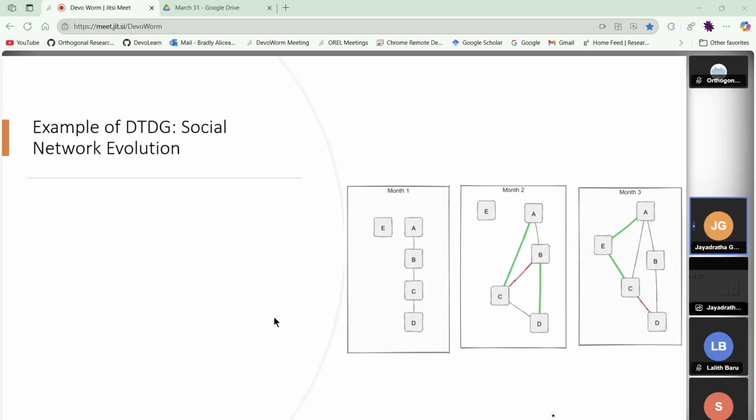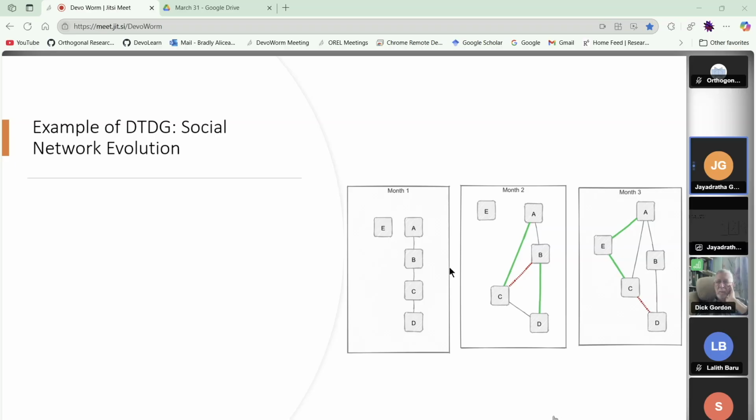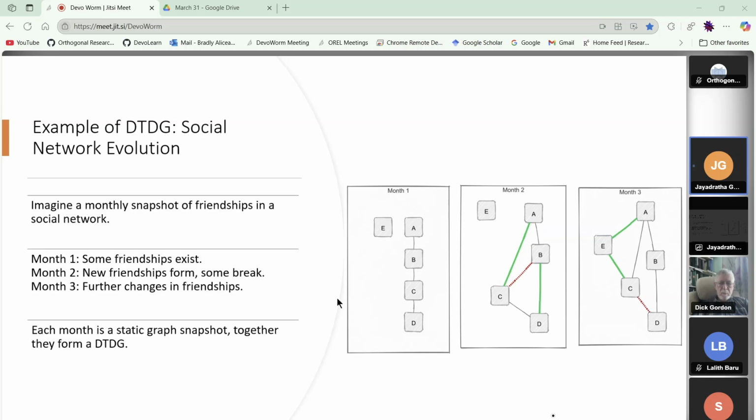One example of a DTDG is social network evolution. It's a very small and simple graph. Suppose for 3 months I take a snapshot every month. These are the friends A, B, C, D, and E. In month 1, A is friends with B, B with C, C with D, and E has no friends. At month 2, I take a snapshot. A and B are still friends, and C and D are still friends. New connections have been made between A and C and between B and D, and the friendship between B and C broke. Here also it has changed. So each month we have taken a snapshot of the static graph, and together they form a discrete-time temporal graph.